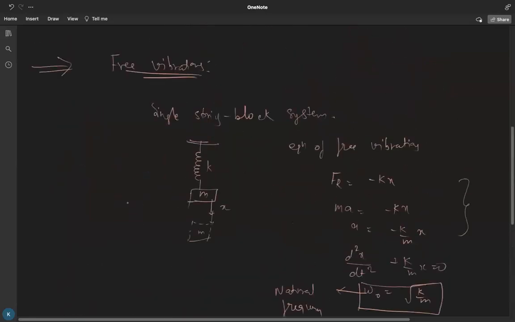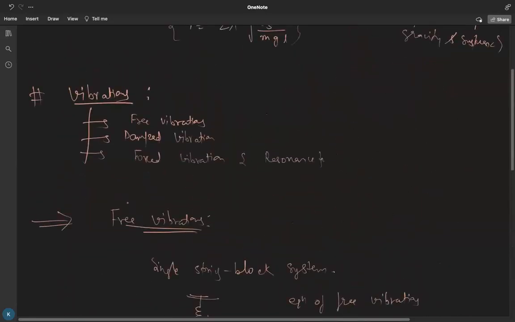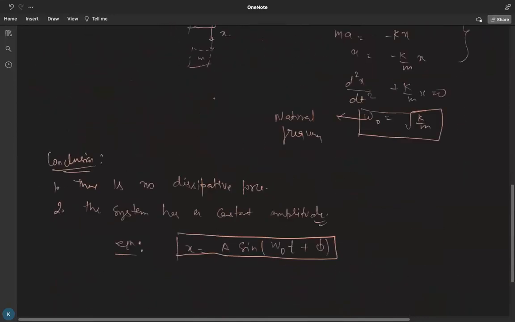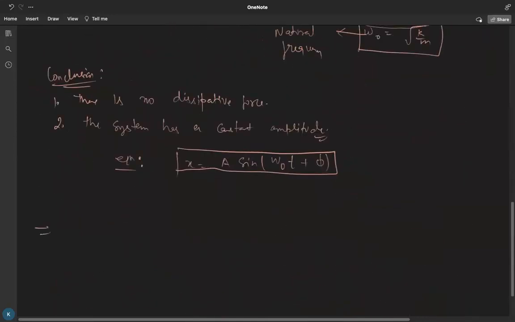Now the second kind of vibration, which we didn't cover, damped vibration and forced vibration, we have not covered these yet. So let's start with the second topic, which is damped vibration. Let me give the heading here: damped vibration.